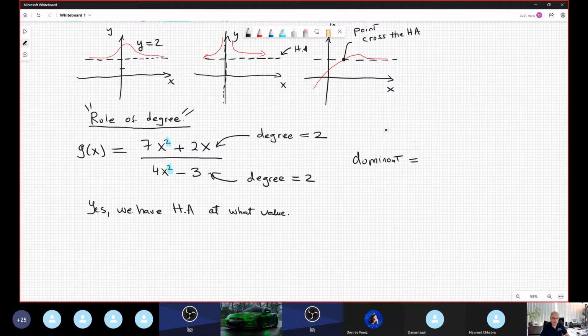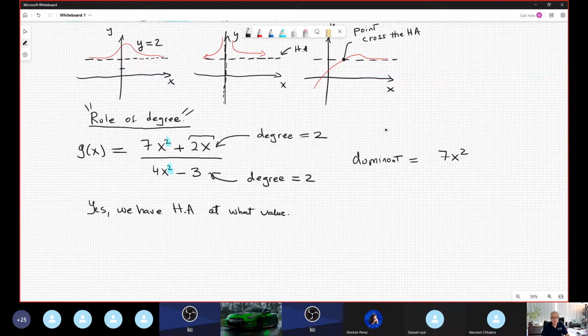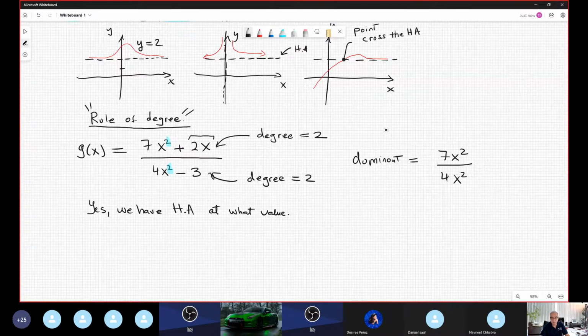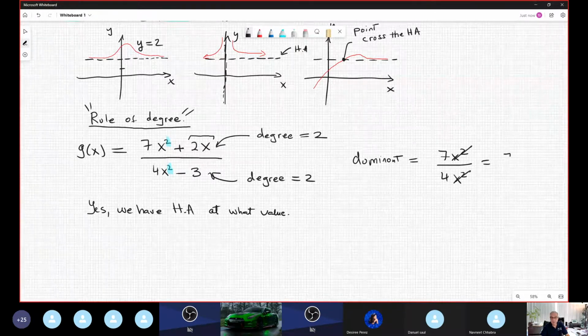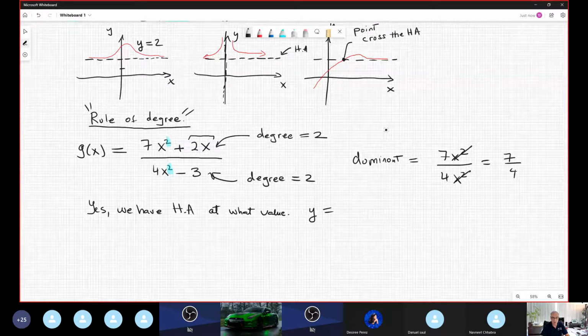The dominant monomial in the top is 7x squared. Why dominant? Because of the increasing factor. Why increasing factor? Because it has the higher exponent. And you delete, consider it negligible, this guy in front. The dominant in the bottom, same idea, is 4x squared. The x squared is obvious, they get cancelled. And the answer is 7 over 4. So the answer of this question is yes, we have a horizontal asymptote, at the value y equals 7 over 4.